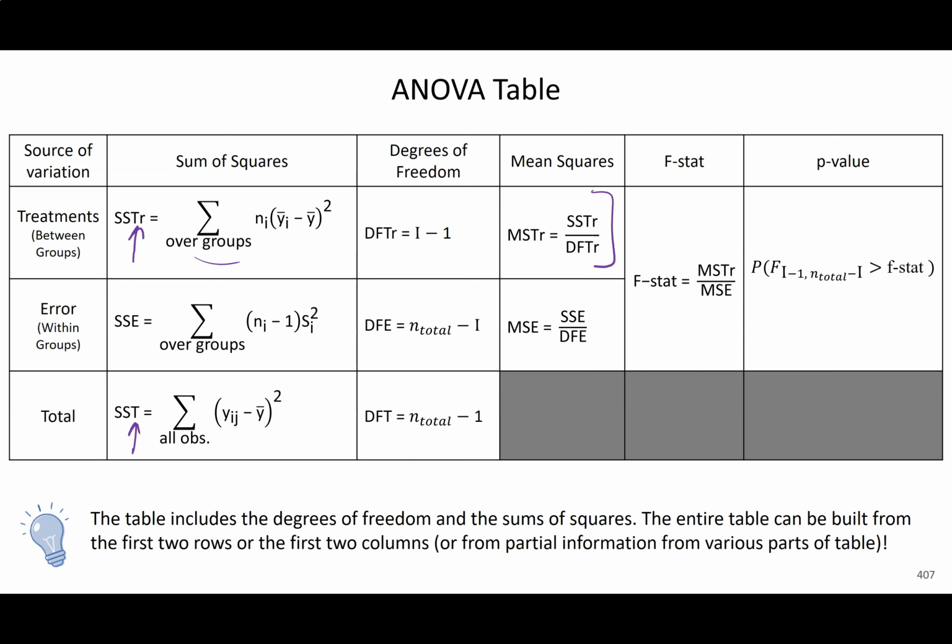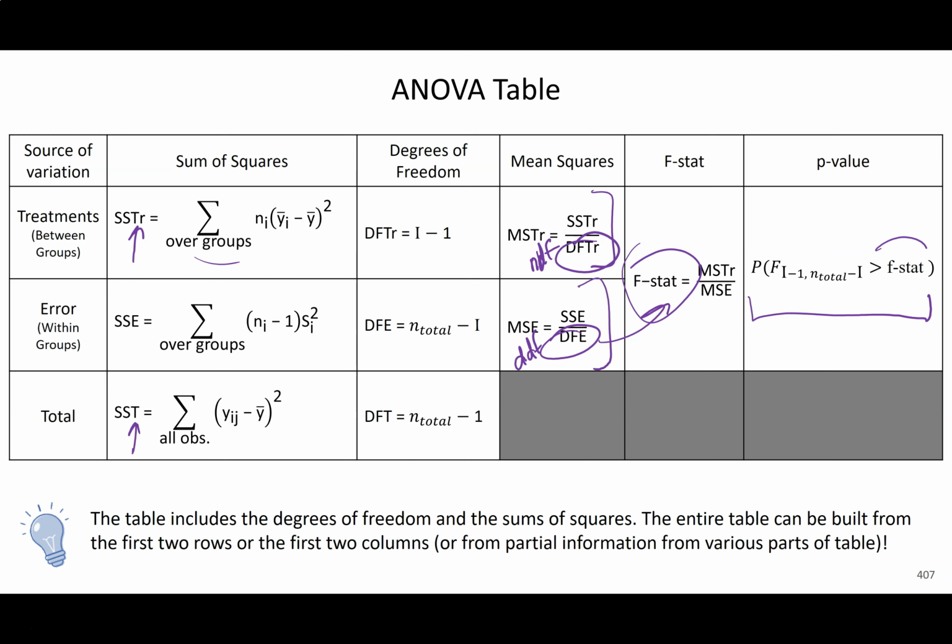So then we have our mean square treatment over our mean square error, that gives us our F statistic. And the p-value is just going to be this F statistic on degrees of freedom of treatment and degrees of freedom error. This is my numerator degrees of freedom, denominator degrees of freedom, the area in the upper tail. That'll be our p-value.